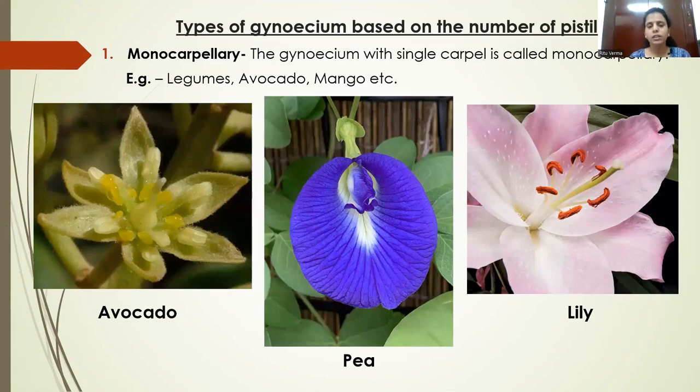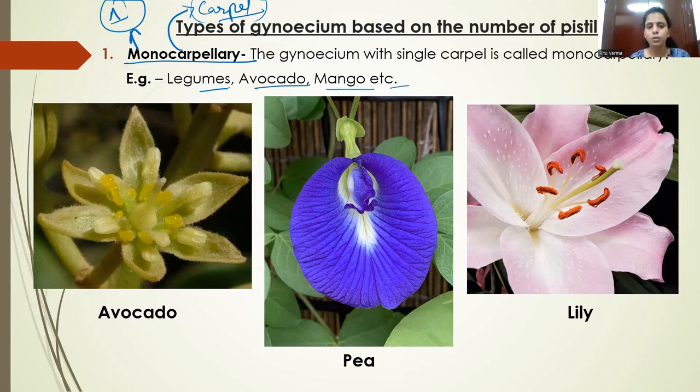Now, based on the number of pistils present in the flower, gynoecium is divided into 2 types. The first type of gynoecium is monocarpellary. Here the meaning of the term mono is 1, and we know another name for pistil is carpel. So this term carpellary arises from the name carpel. So monocarpellary means the gynoecium which is made up of only one carpel or only one pistil. And examples of this monocarpellary gynoecium are legumes, avocado, mango, and etc.